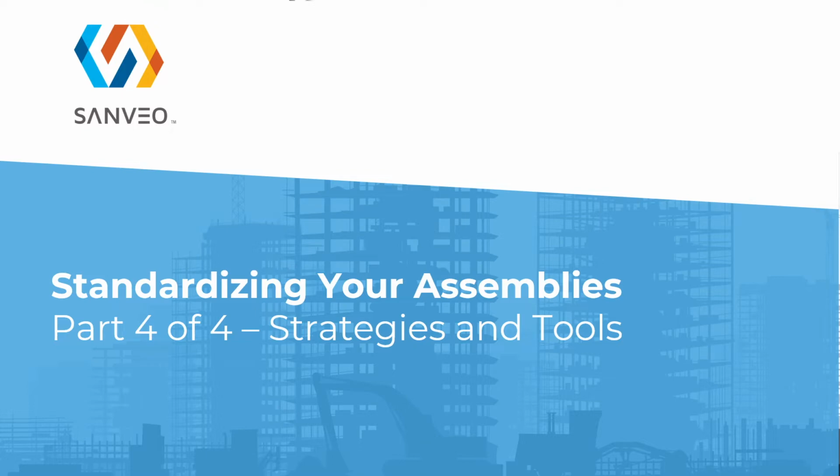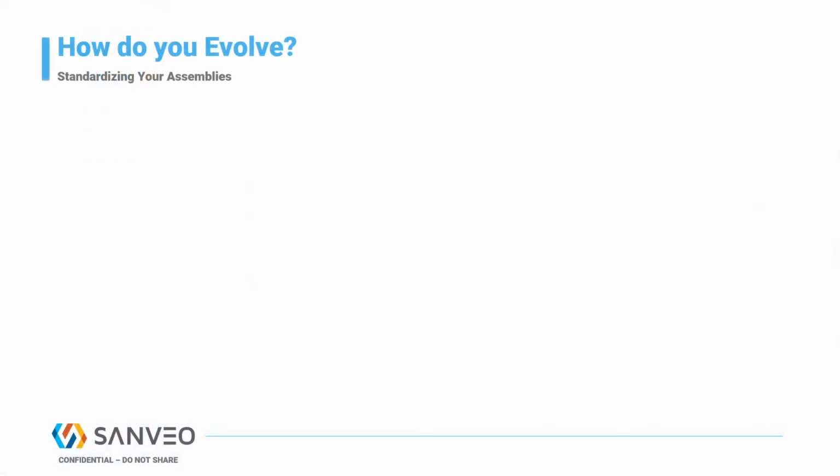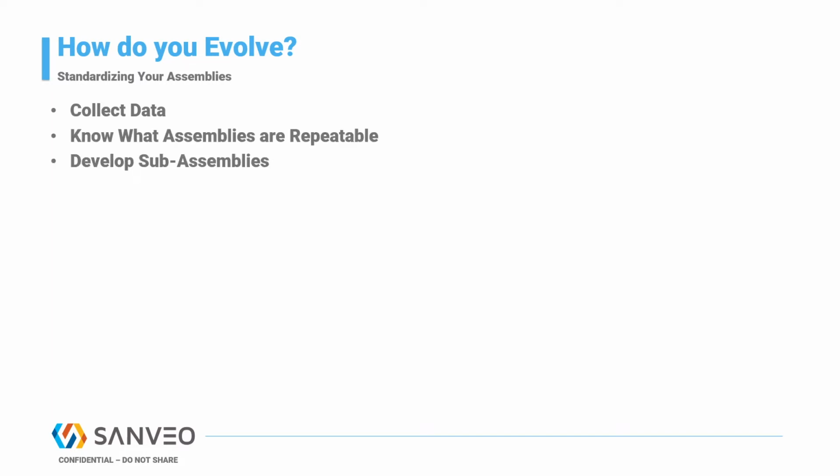To evolve to the prefab tier that you want to be in, you will need to begin by collecting data on the assemblies that you are producing. This will allow you to know which assemblies are repeatable. You will also need to evaluate your assemblies and determine which assemblies can use sub-assemblies to assist in providing options in the end assemblies. The overall goal in this process is to reduce the number of assemblies so that you can focus on key assemblies that are repeatable.